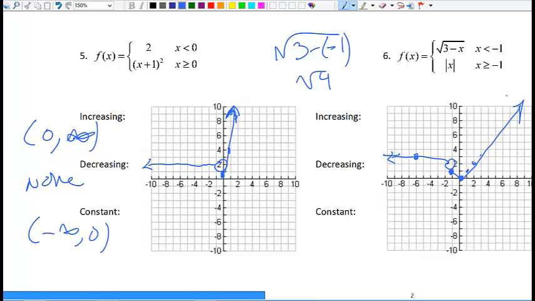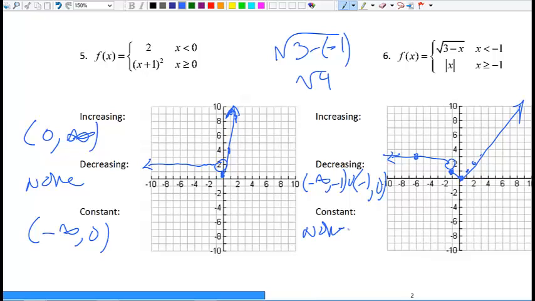Okay. So what's going on? I see from negative infinity up till negative 1, it's decreasing. And it's also decreasing as it goes from negative 1 to 0. There is a jump there. It's not a connected point. So we do want to indicate that there is something interesting going on at negative 1.